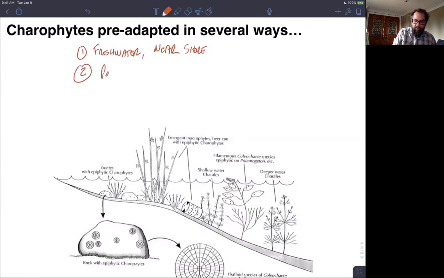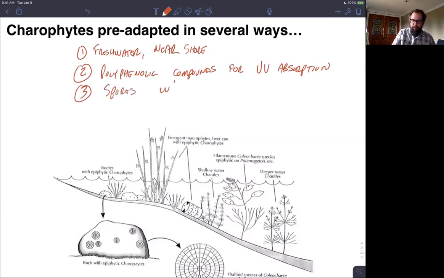Charophytes also have polyphenolic compounds, remember, like those flavonoids, for UV absorption. So that's cool. That's something that's shared with the land plant group. Remember that charophytes also have spores with sporopollenin. And so that is another pre-adaptation for the movement onto land.